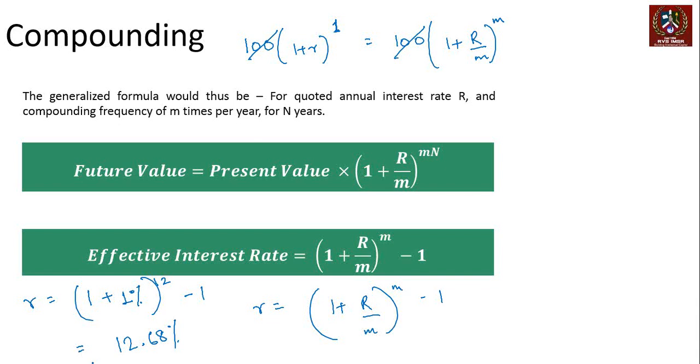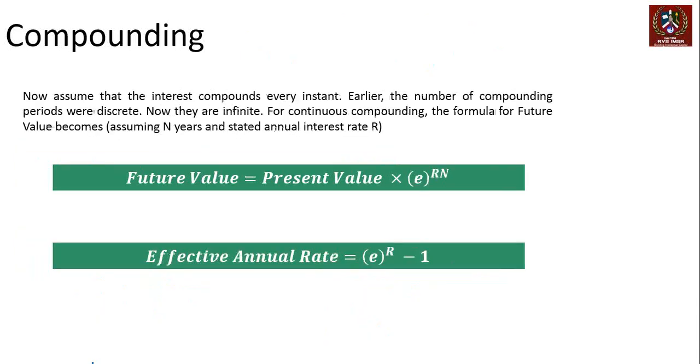As you keep increasing the compounding frequency from annual to semi-annual, 2 times a year, to quarterly, which is 4 times a year, to monthly, which is 12 times a year, to daily, which is 365 times a year, your effective interest rate will keep increasing because you are compounding more number of times. There is also a theoretical concept where assume that the interest compounds every instant, every second, every moment. This is called continuous compounding.